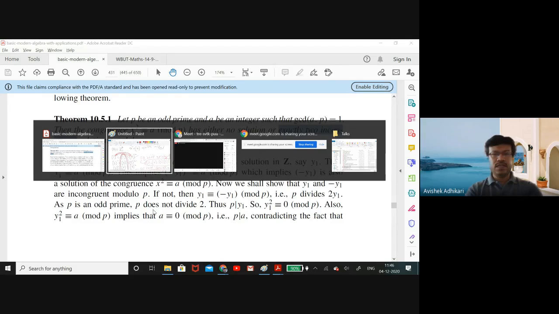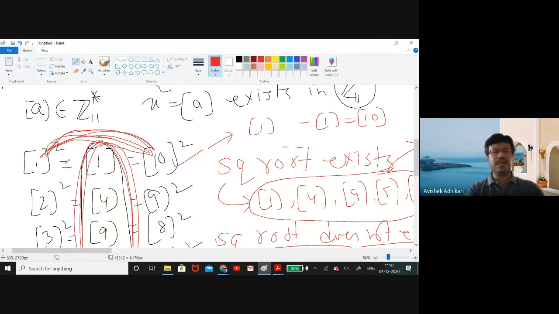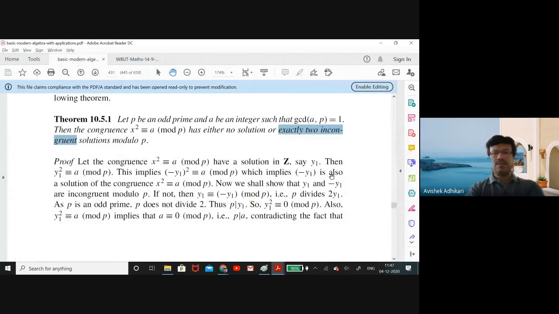So if you look at 1 and 10, what is the relation between 1 and 10? Class 1, and if I consider minus of class 1, what is minus of class 1 in Z11 star? That is nothing but class 10. So the same thing happens here. The proof is exactly the same. So 1 is a solution, minus 1 is also a solution. What is minus 1? Minus 1 is nothing but 10. So that's why here is the result, which implies that minus y is also a solution of the congruence.